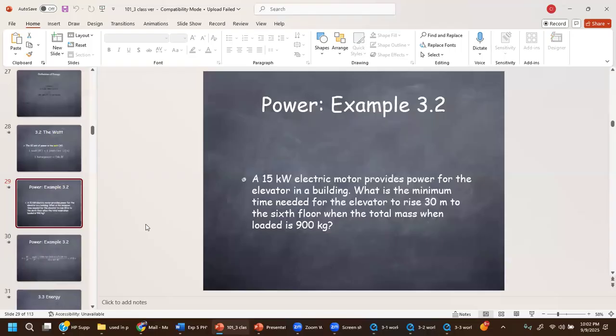So let's do another example, shall we? Let's say you have a 15 kilowatt electric motor that provides power for the elevator in a building. What is the minimum time needed for the elevator to raise 30 meters to the sixth floor when the total mass loaded is 900 kilograms?